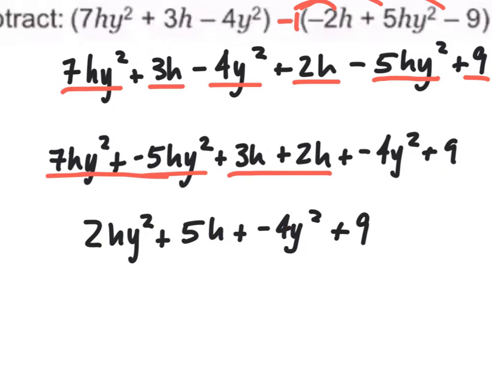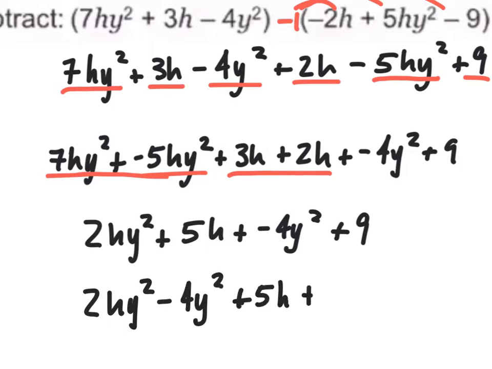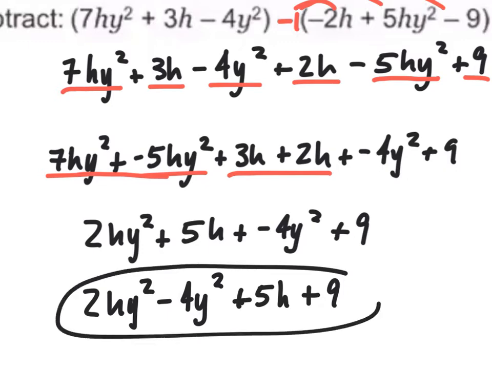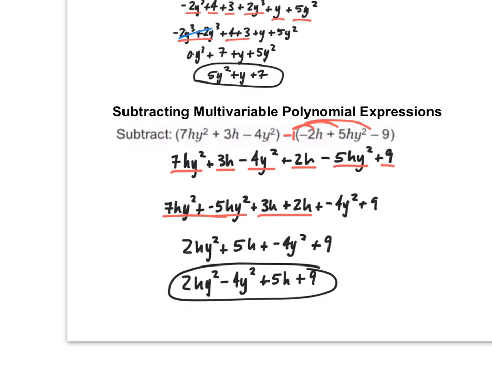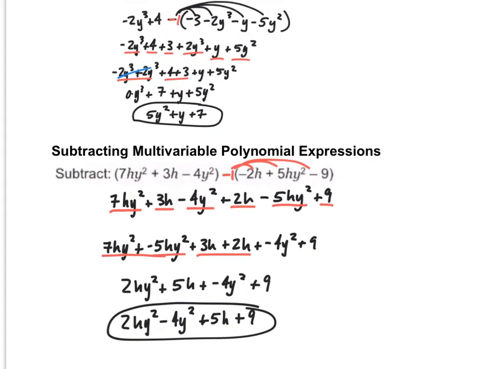Because this one already has a 2hy squared, it kind of has my largest degree. So 2hy squared, and then minus 4y squared plus 5h, and then plus 9. So guys, all I'm doing is reordering here, and that's it. All right, let's take a look at the very last page and see what we can do.